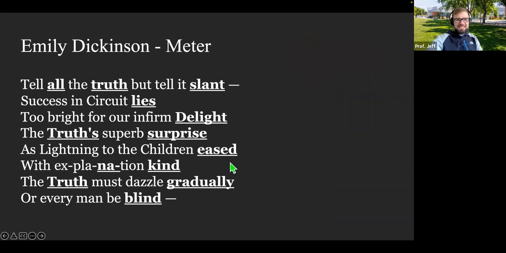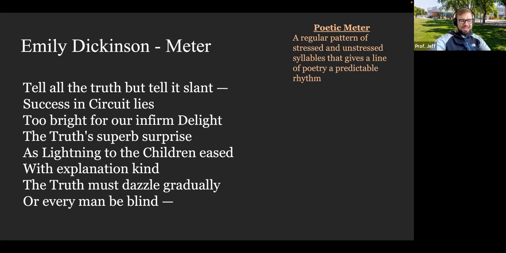And as I show here on the next slide, ta-da, stressed, unstressed, unstressed, stressed. "Tell all the truth, but tell it slant. Success in circuit lies too bright for our infirm delight. The truth's superb surprise as lightning to the children eased with explanation kind. The truth must dazzle gradually or every man be blind," right?